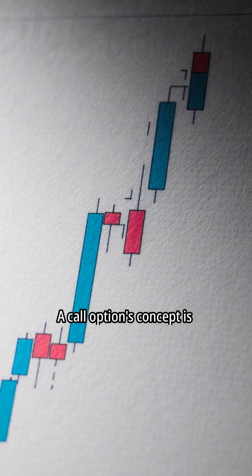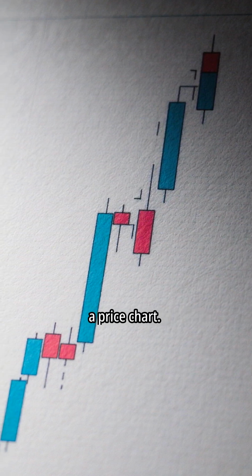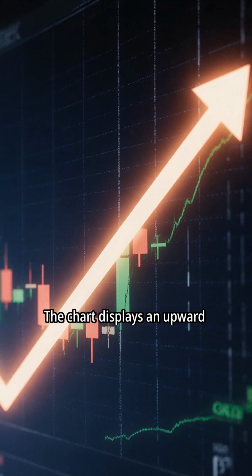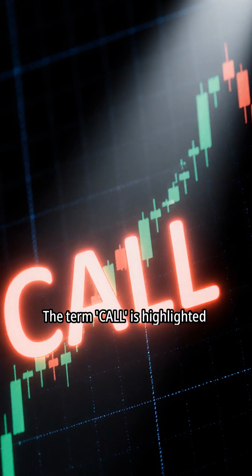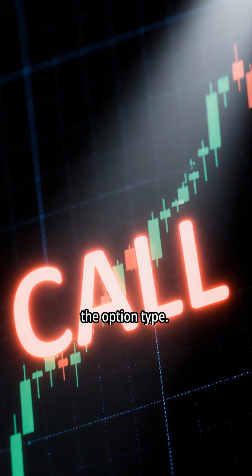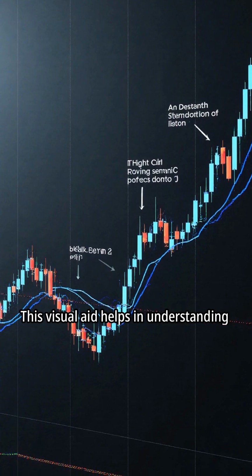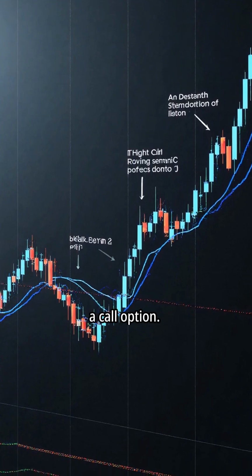A call option's concept is visually represented using a price chart. The chart displays an upward movement, symbolizing a potential increase in price. The term call is highlighted on the chart to emphasize the option type. This visual aid helps in understanding the potential profit from a call option.